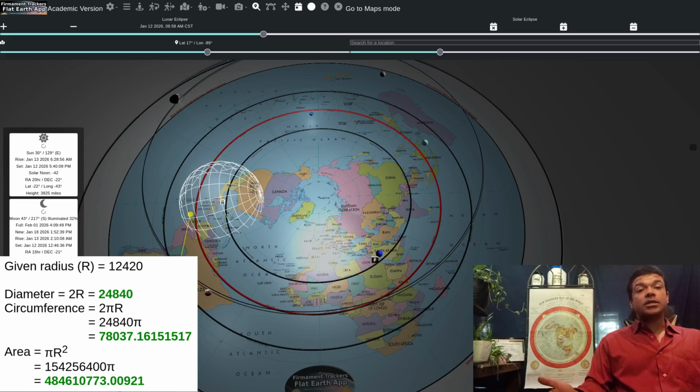This then allows us to use formulas such as the circumference of a circle. I have my notes right here. The circumference of a circle is 2 pi r, r being the radius.